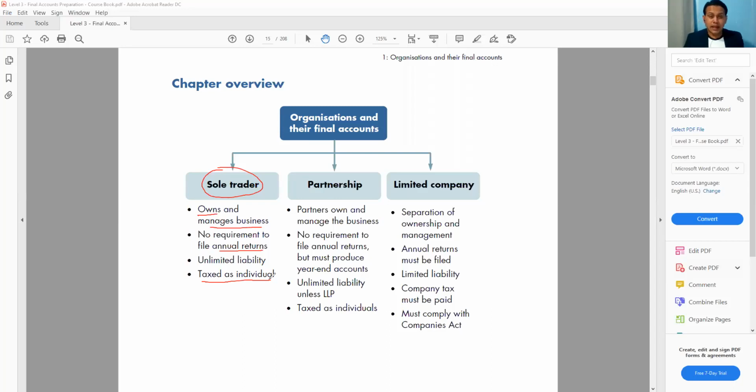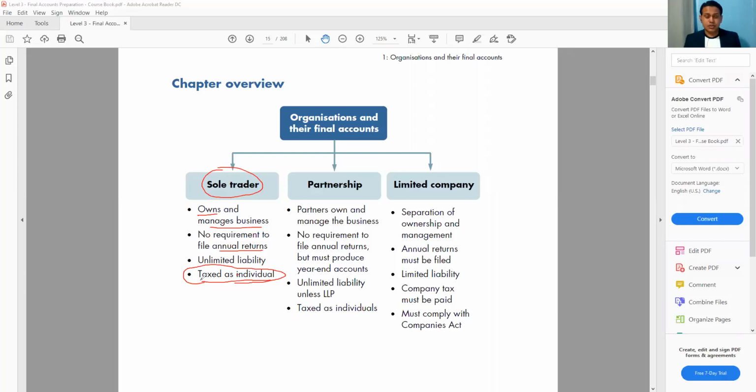For example, if you take a loan from the bank and for some reason your business cannot do well, so you have to close the business. If you shut down the business, the bank can come to you and take your personal assets. For example, they can say you need to sell your car, you need to sell your house to pay the debt. So this is a very, very big disadvantage for the sole trader.